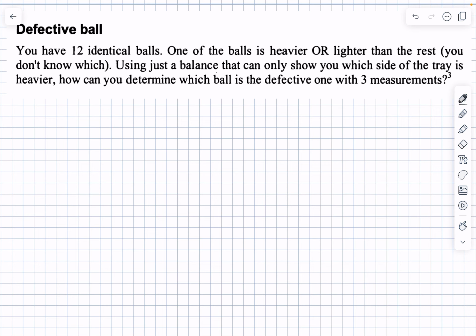Right off the bat, a common idea is to use the first measurement to measure half of the balls on one side and the other half on the other side. So a common idea is to measure balls 1 to 6 on one side and balls 7 to 12 on the other side. What information does this measurement actually give us?